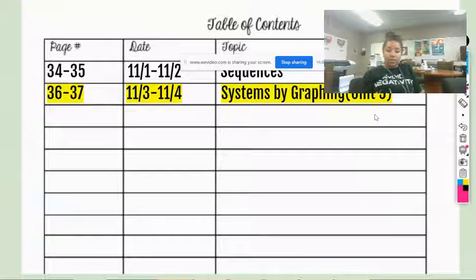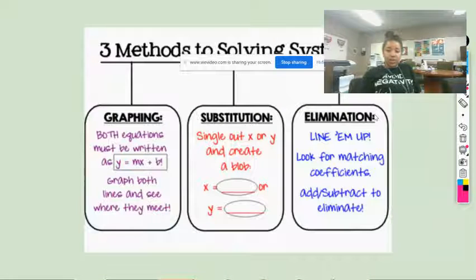Okay. So hopefully you guys all have your new table of contents glued in. And if you need more space, we're going to be doing 36 and 37, 11.3, 11.4, systems by graphing, unit 5. Methods to solve systems is 3 methods. Graphing is what we're going to be doing today. Both equations must be written in y equals format, y equals mx plus b. Graph them both. See where the lines meet and intersect, and that's how you solve systems by graphing.